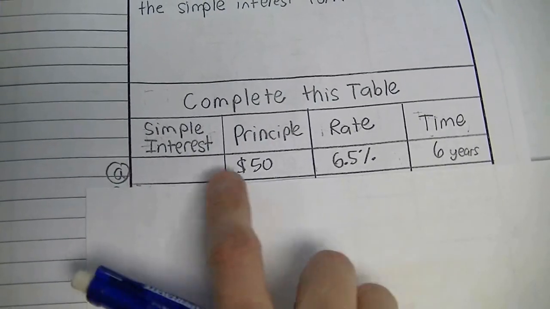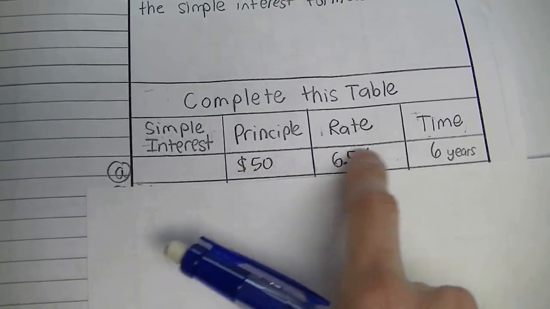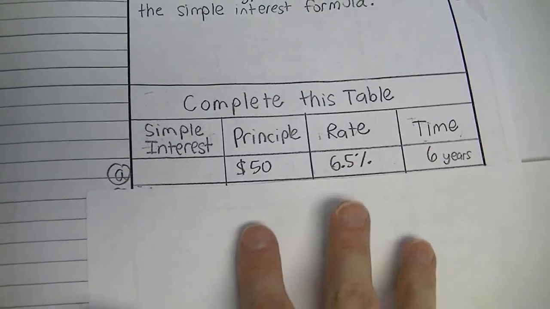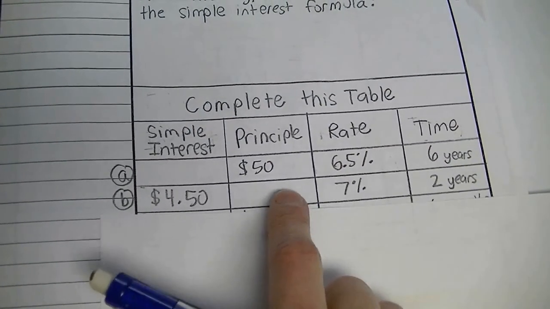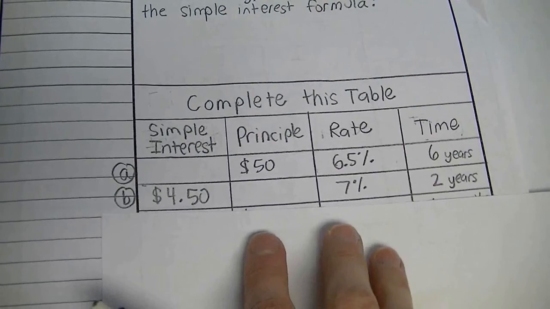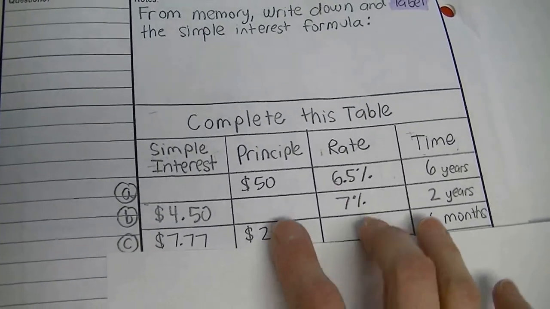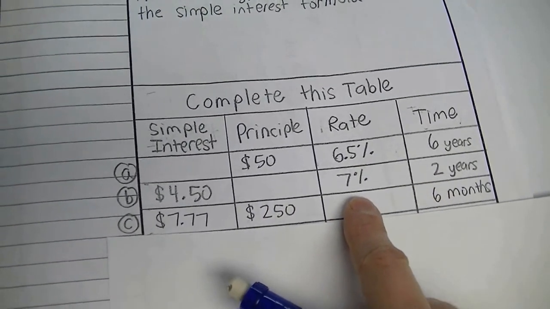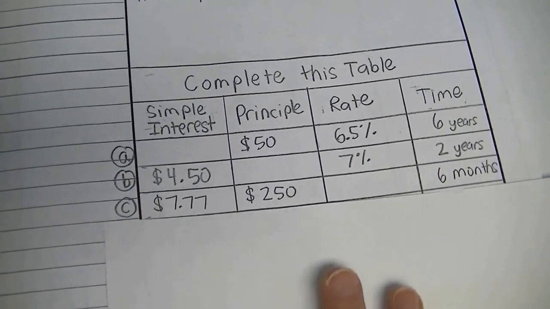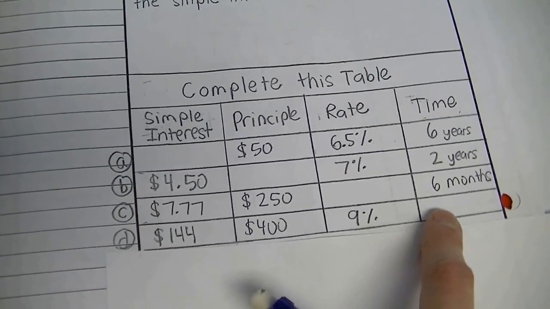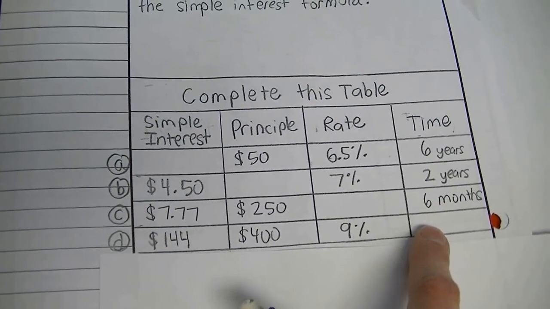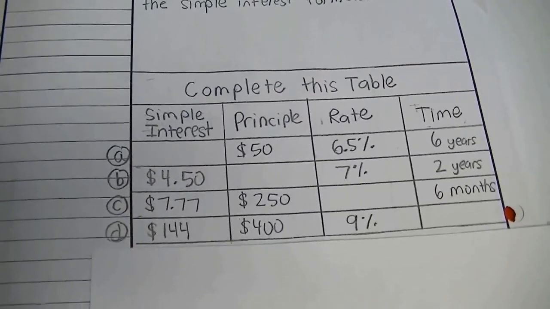So for letter A, you need to find the simple interest. But here's all the other stuff that will help you figure it out. Letter B, you need to find the principal, but here's the information that will help you figure that out. C, you're just going to solve for the rate. Remember to make it a percentage. And for D, you are solving for the time in years, okay? All right.